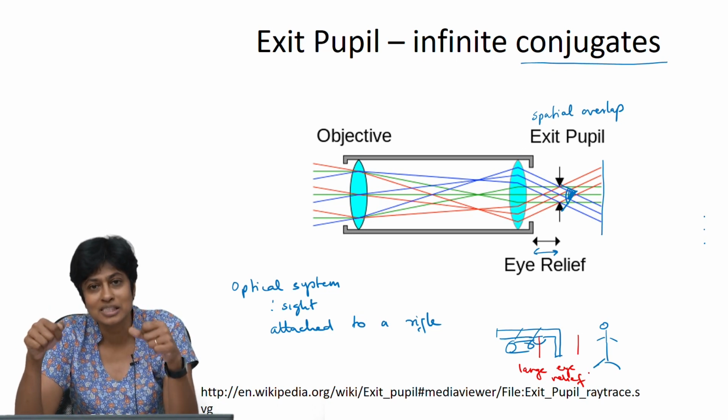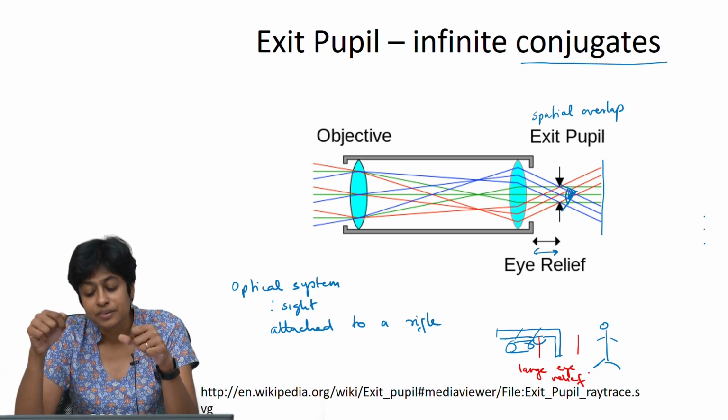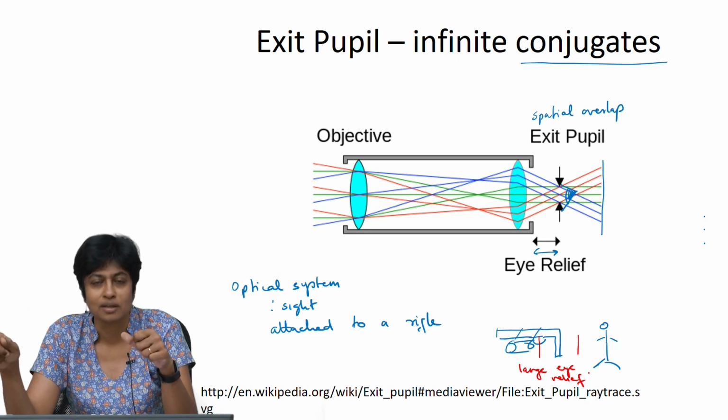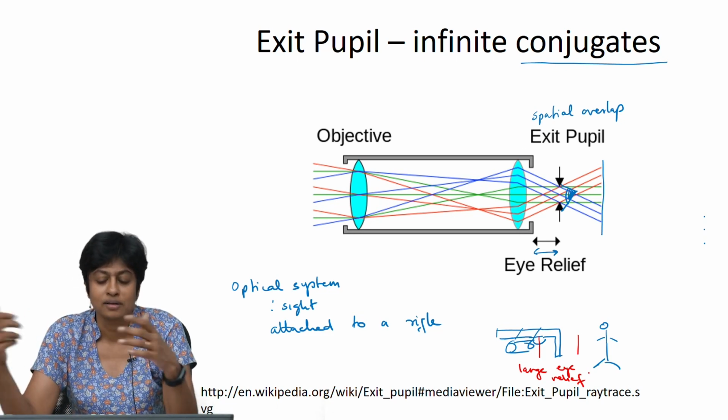So, this is a rather violent example, but the idea to get is that you have to design your optical systems in such a way that the exit pupil is in a position that is useful depending upon the application.